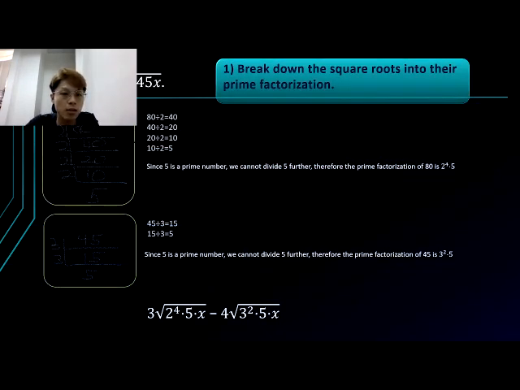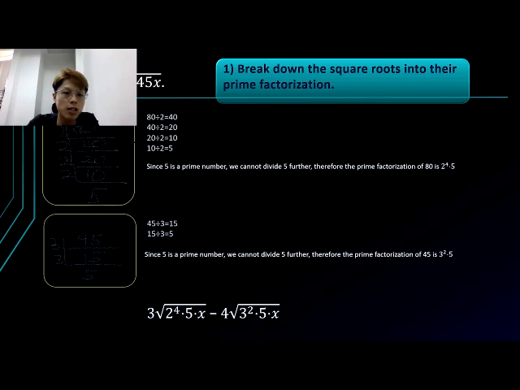In this ladder we divide 80 by 2, so we get 40. 40 divided by 2 we get 20. 20 divided by 2 we get 10. 10 divided by 2 is 5. We do this all the way down until the result we get is a prime number. Since 5 is a prime number, we cannot divide 5 further. Therefore the prime factorization of 80 is 2 to the power of 4 multiplied by 5.